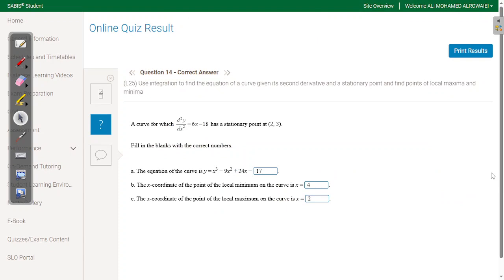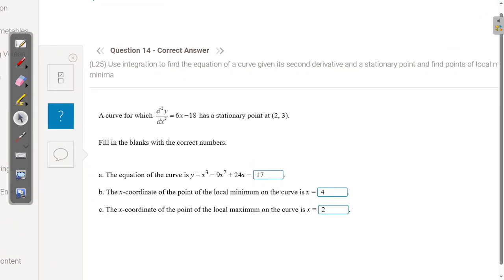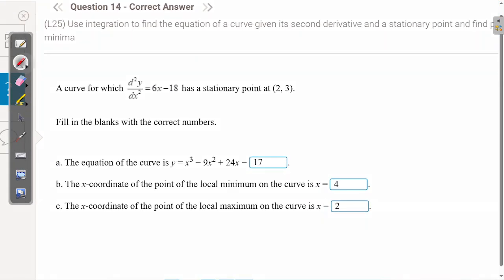Okay, a curve for which the double derivative is equal to 6x minus 18 has a stationary point at (2, 3). The equation of the curve is what? So we want the equation of the curve and we're given the double derivative. So how do we go back to the normal equation?